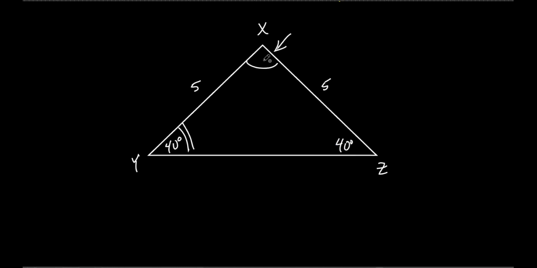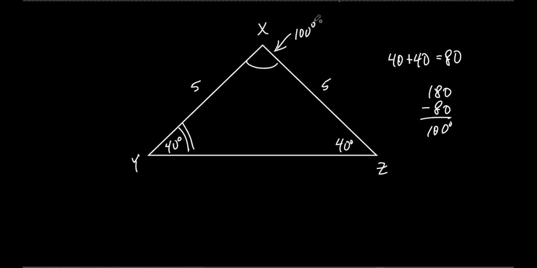Now, how do I find the third angle? Add these up, right? So 40 plus 40, which is what? 80. And then how do I find the missing angle? I take it away from 180, and that gives me 100. And so that angle right there is 100 degrees.